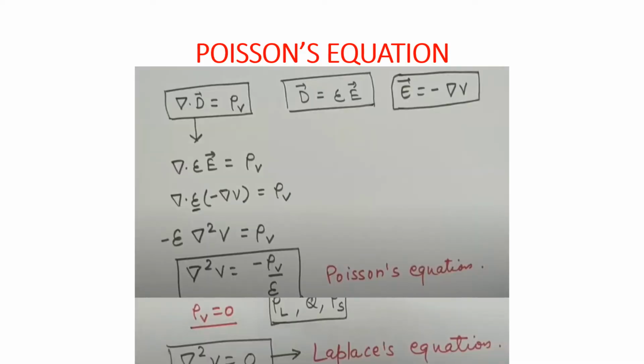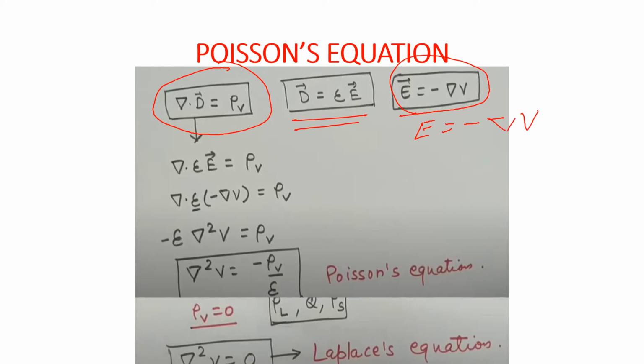Before learning about the uniqueness theorem, we are reviewing Poisson's equation. We know that Gauss law states that del dot D equals rho V, the volume charge density. We also learned D equals epsilon times E, the electric field. And we know the relation connecting electric field and potential: E equals negative del V.